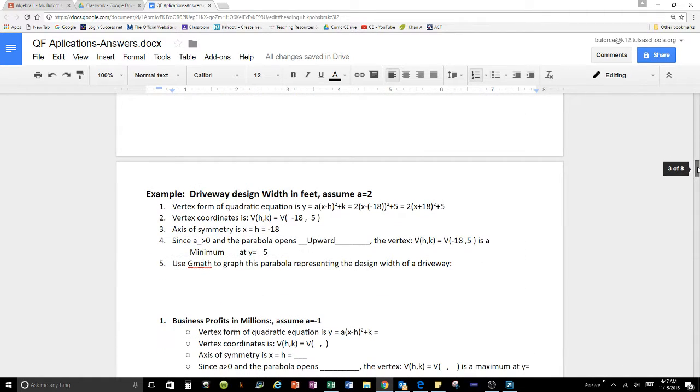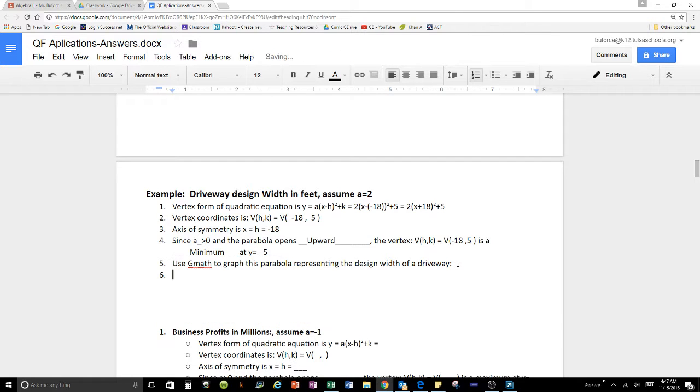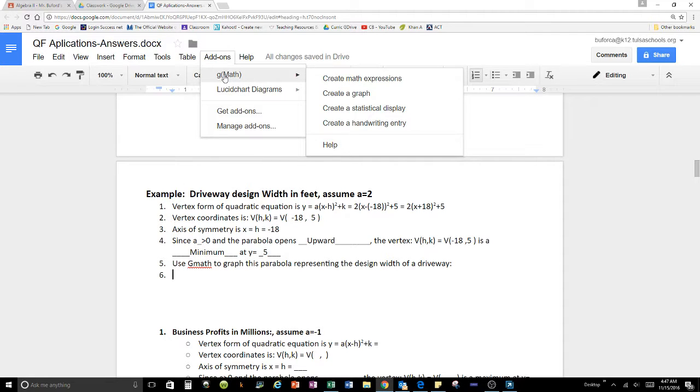Let's go back to the driveway design. So now we've answered this. Now what we want to do is graph this. And so remember, the first thing we want to do, let's come right here, then hit the enter key. And so now we want to graph it here. Our cursor's there. So now we go up to add-ons, go get GMath, and we want to say create a graph.